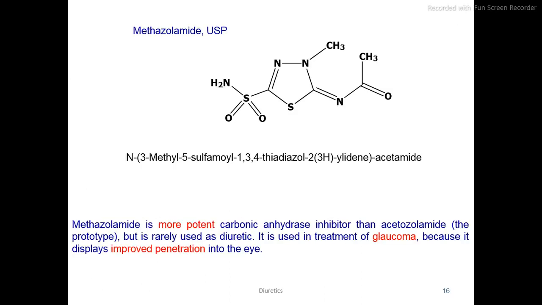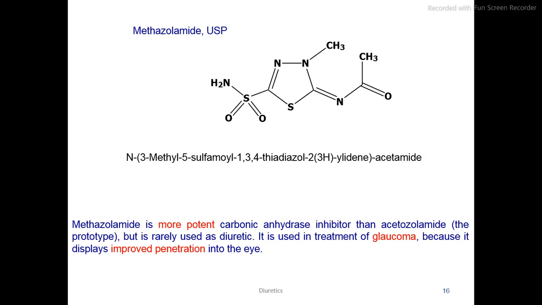Acetazolamide, the prototypic molecule, a thiadiazole derivative, was the first carbonic anhydrase inhibitor introduced. It has oral effectiveness as a diuretic and a therapeutic effect that lasts from 8 to 12 hours. As mentioned earlier, its diuretic action is limited because of systemic acidosis. The dose of acetazolamide is 250 mg to 1 gram per day, basically as per the prophylaxis of the disease.